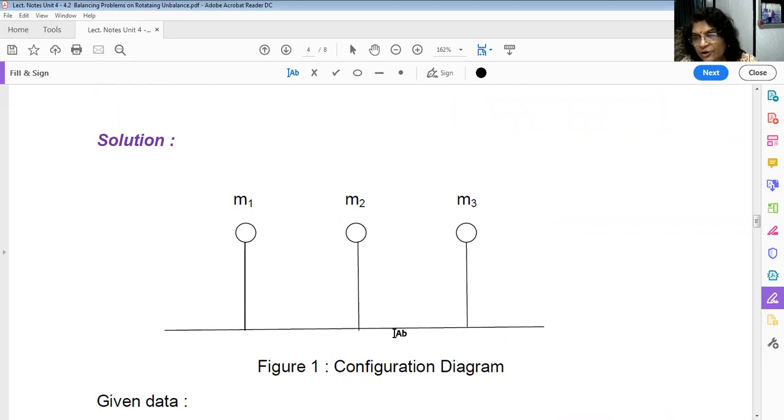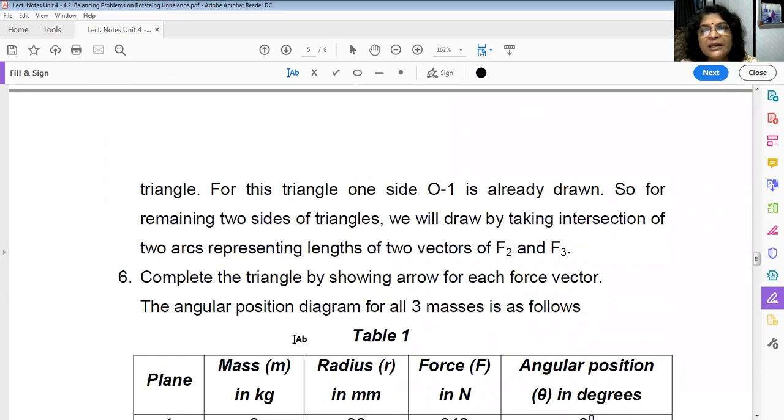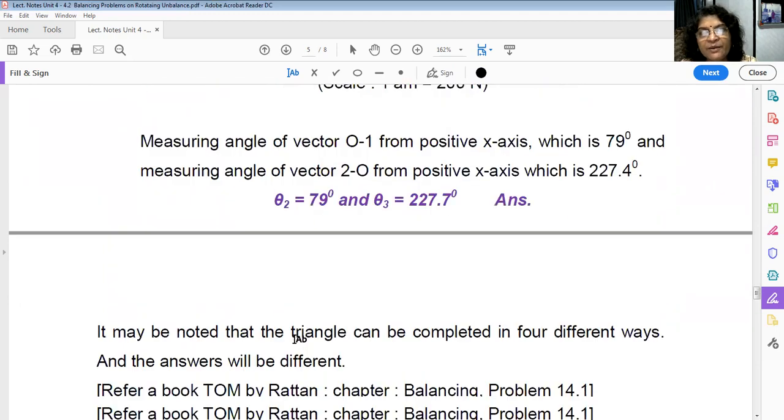That means first you have to draw the length of the shaft. Then represent whatever unbalanced masses are there. Name them M1, M2, M3, M4, etc. Then name R1, R2, R3, etc. And then show the distances between the two masses, that is L1, L2, L3, etc. Now, let us read the problem. Problem number 2.